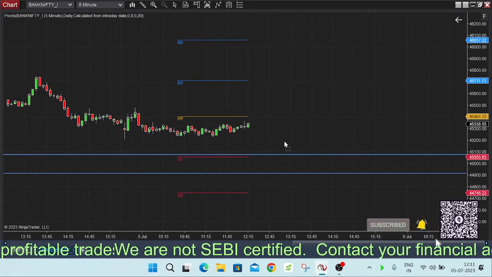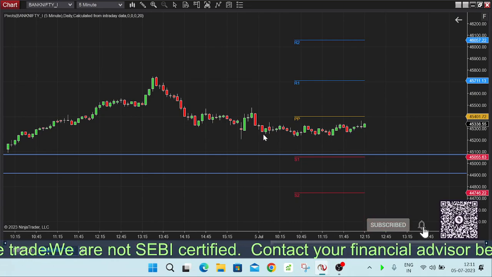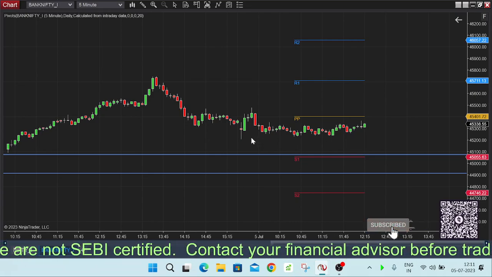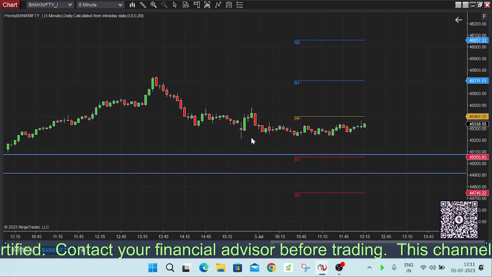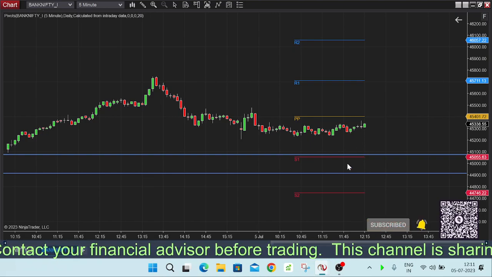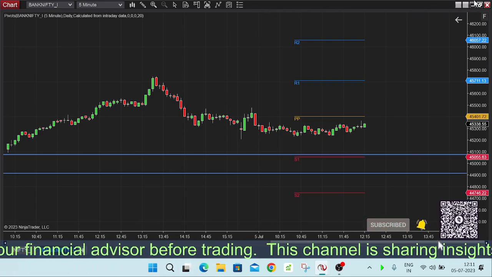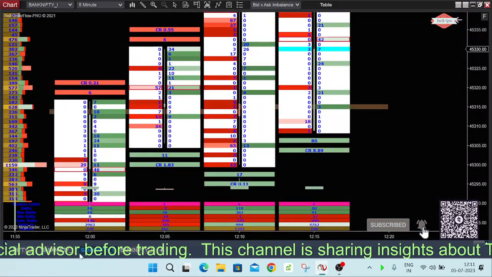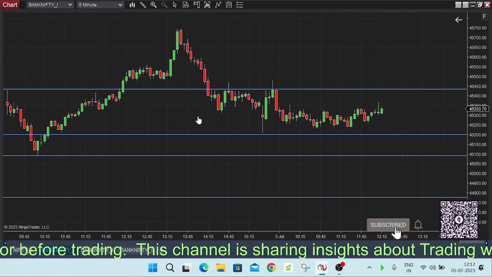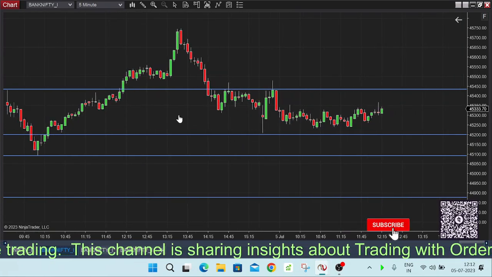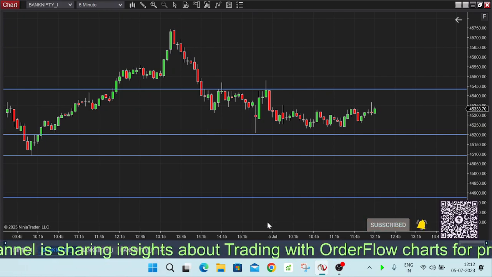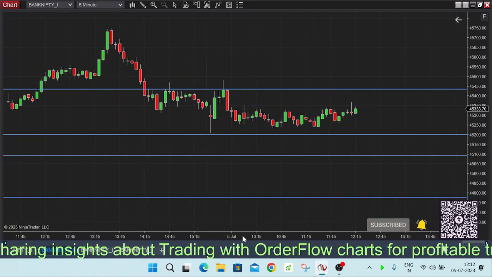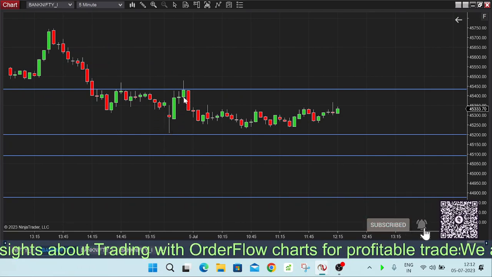I'm expecting the market to drop to this level. Today, yesterday's low has to break, or it has to rebound from that particular point. So we are going to examine that with the order flow charts. See, this is today's live market. From here, the 5th, you can see the date. From there, the market took a dip and went up.